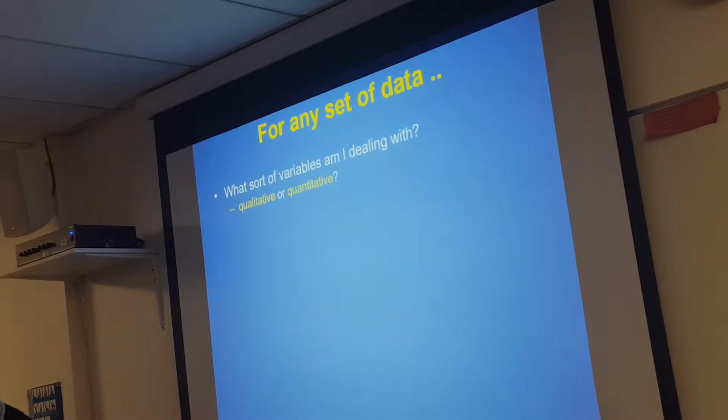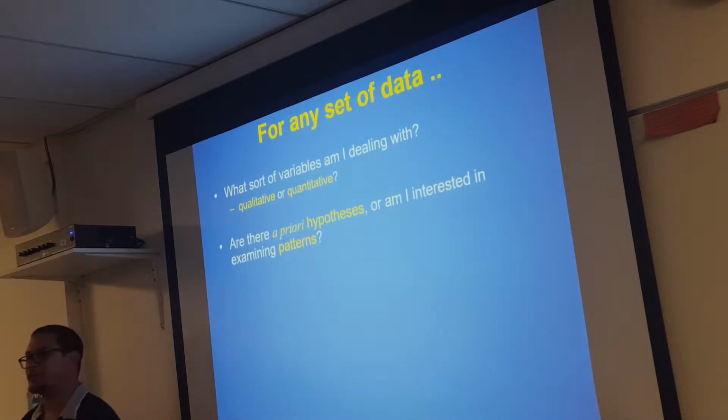You have to ask yourself, when you're dealing with multivariate data, what kind of variables am I dealing with? Qualitative variables, group membership variables, or am I dealing with numbers? Most of the techniques that we'll learn are going to deal with quantitative variables. Are there any a priori hypotheses? Are you trying to test something?